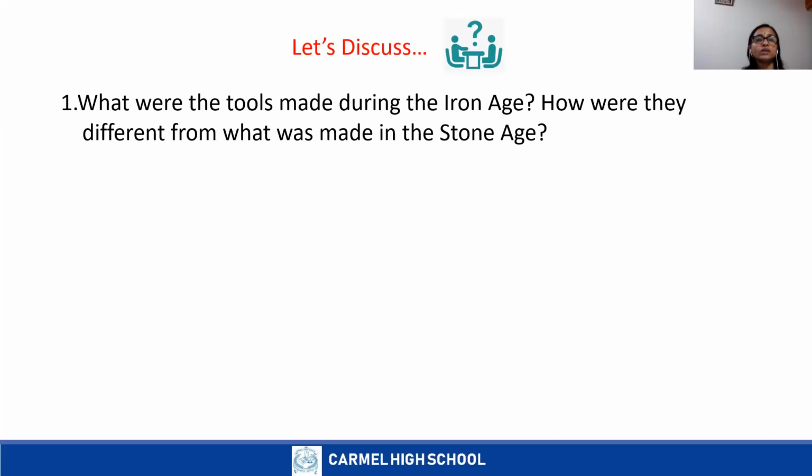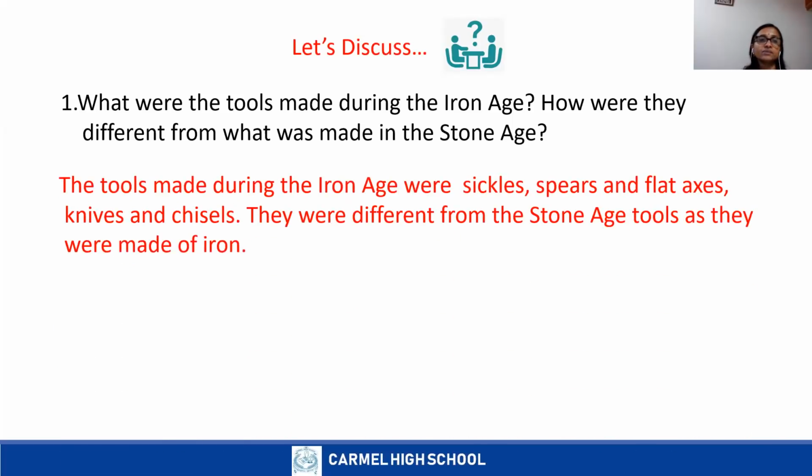So this one, Iron Age tools are, we know that during the Iron Age, which are the tools? Tools like sickle, then axe, swords, chisels. Okay, so these are a few tools in the Iron Age. Then how are they different from what was made in Stone Age?